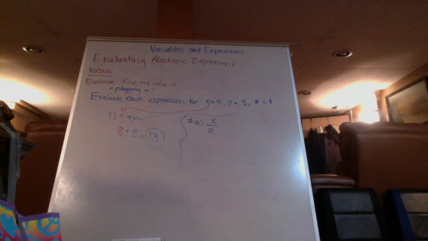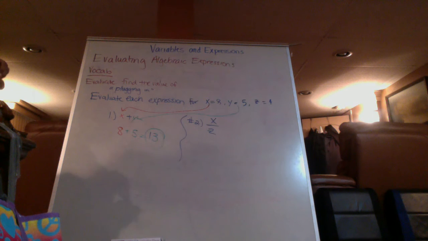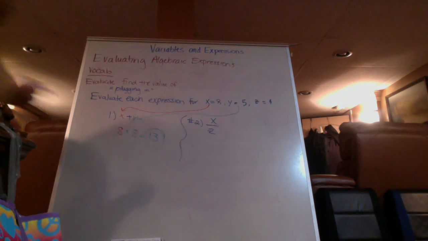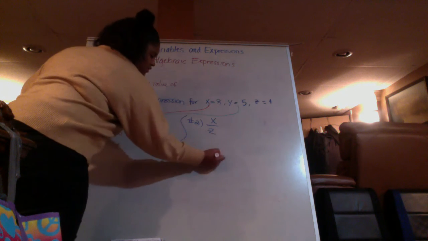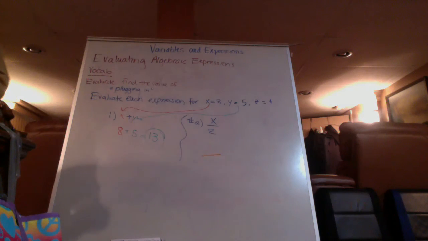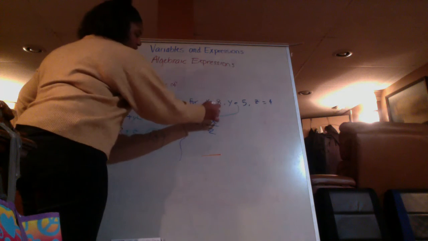Moving on to our next example. We have x over z. Same thing, right? So we're plugging in. So yes, we're plugging in. So we set our x equals 8. So x is going to equal 8 here as well.